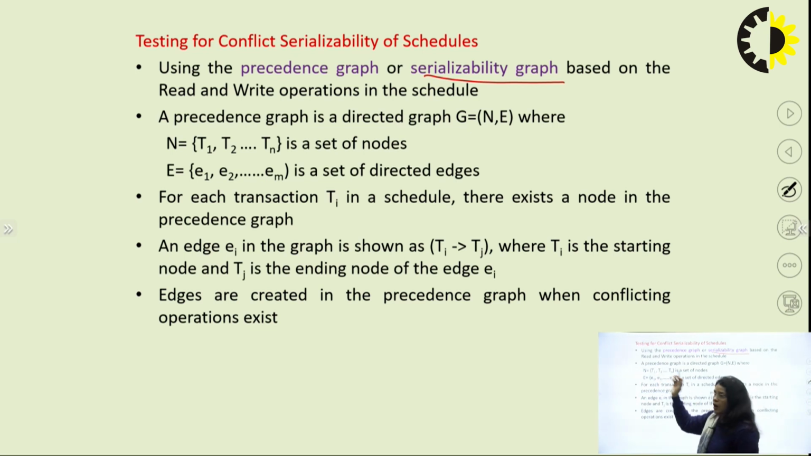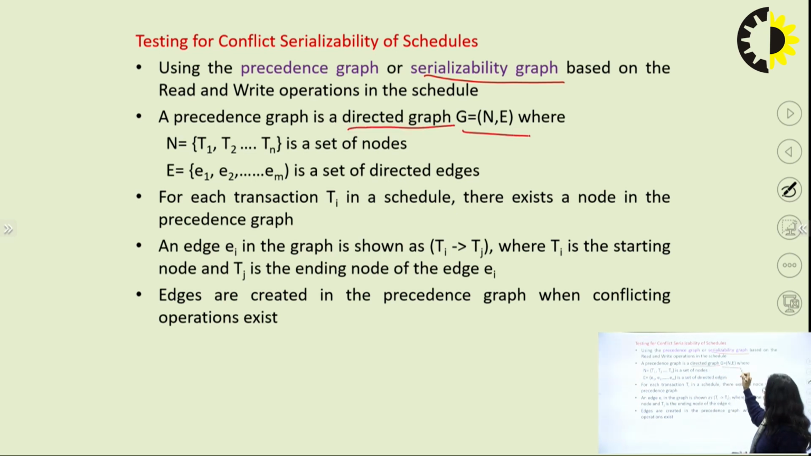Okay. So how will we make this precedence graph? This precedence graph is nothing but a directed graph in which N is the set of nodes and E is the set of directed edges.